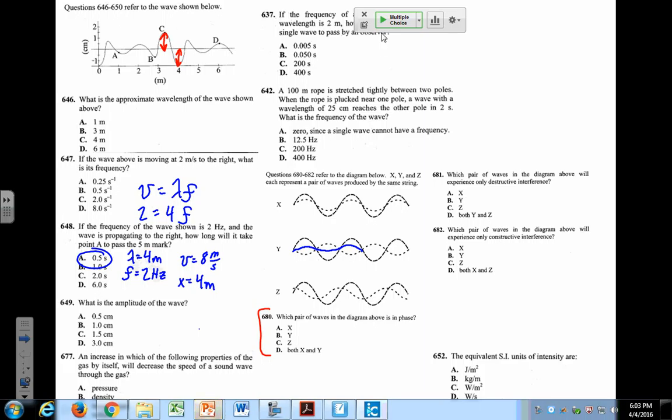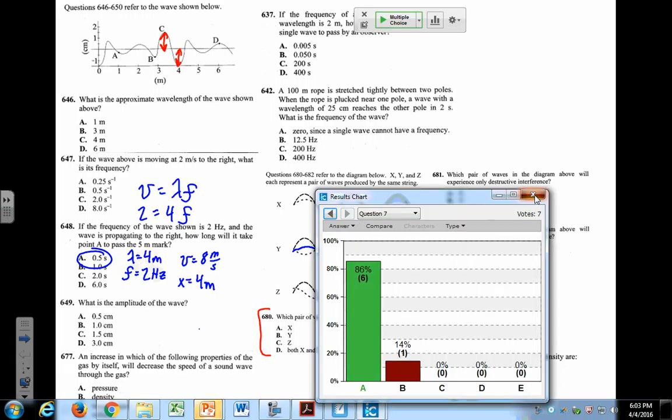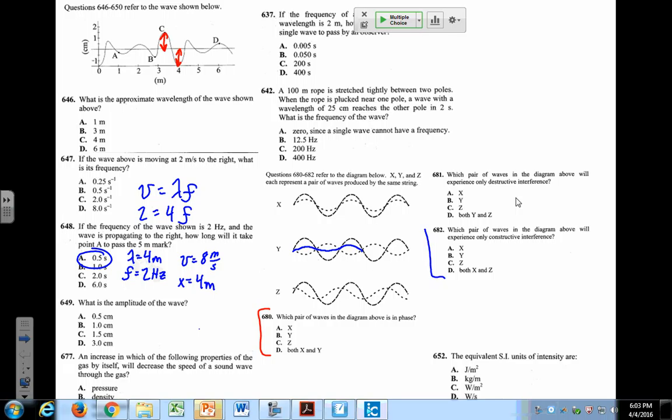And then which pair will experience only constructive? We've already said this, but 682 right here. I'll stop at 15. Awesome. A is right. That's constructive interference, or total constructive interference.